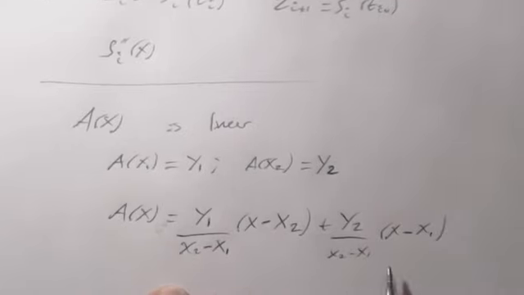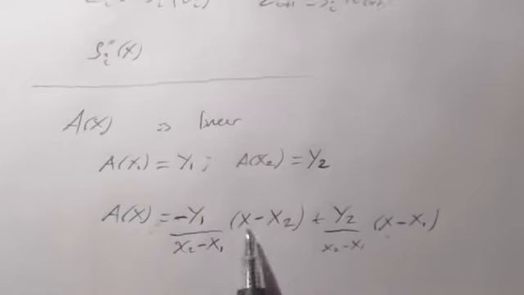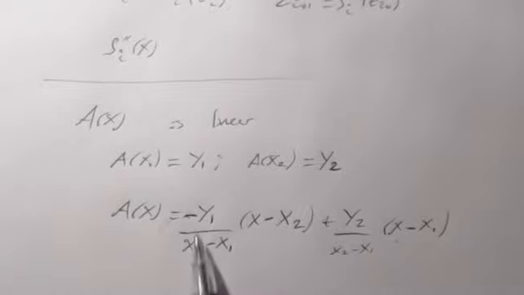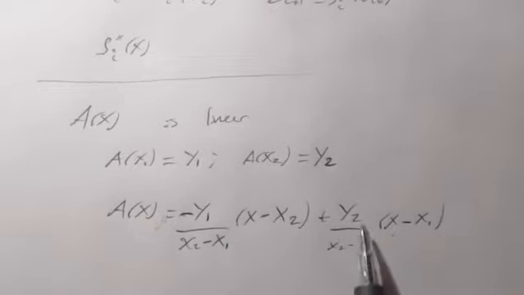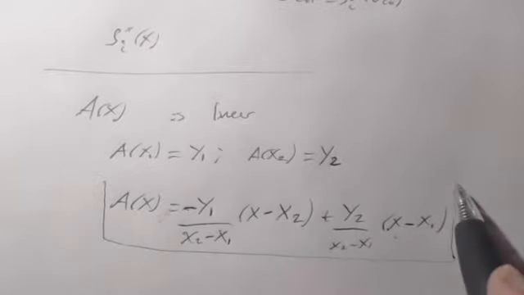So you see that when x is equal to x1, this part becomes 0, and this becomes x1 minus x2. Oh, I needed a minus here. So this bit becomes x1 minus x2 over x2 minus x1. It's minus 1, so it becomes y1. And when x is equal to x2, this part becomes 0, and this part becomes y2. So we're going to use this fact here.